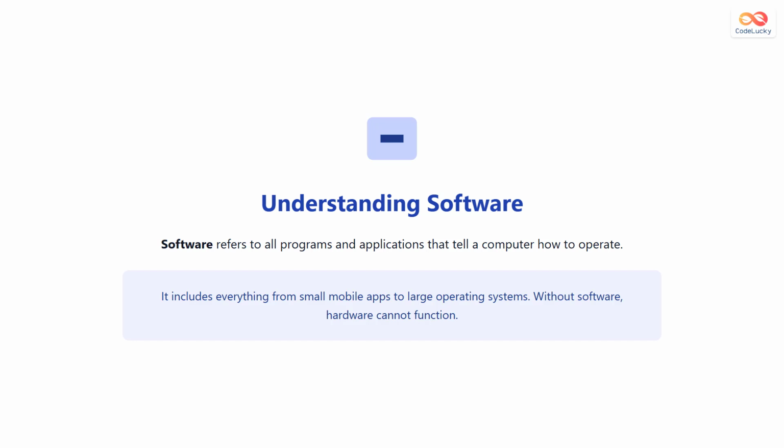Software is the collection of all apps and programs that run on a device. It gives instructions so the computer can operate and perform tasks. Without software, hardware such as screens or keyboards would not function at all. From tiny mobile apps to operating systems, all these fall under the category of software.